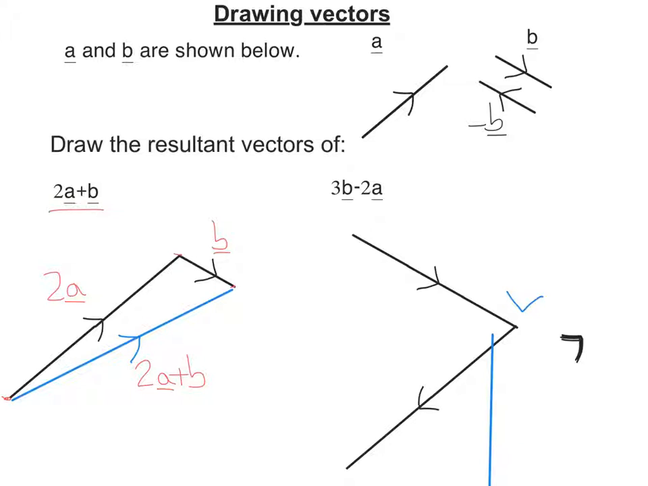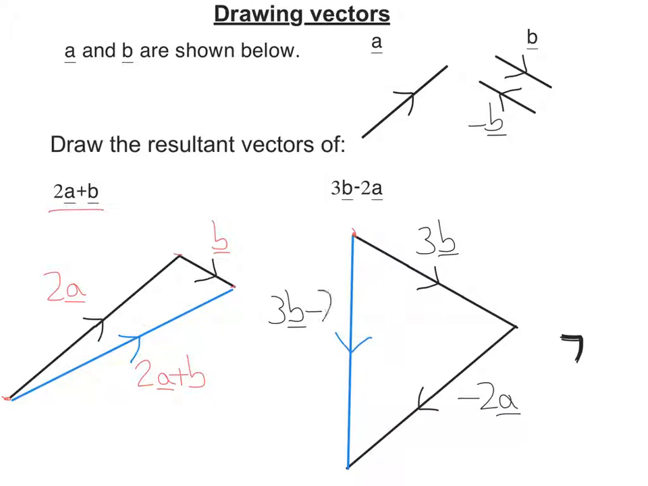So the resultant, remember, is from the start all the way down to the end. So let's drag in this blue line here. That there is your resultant from the start to the end. It goes in that way. So let's just label. We've got 3B minus 2A, and this is the resultant, 3B minus 2A.